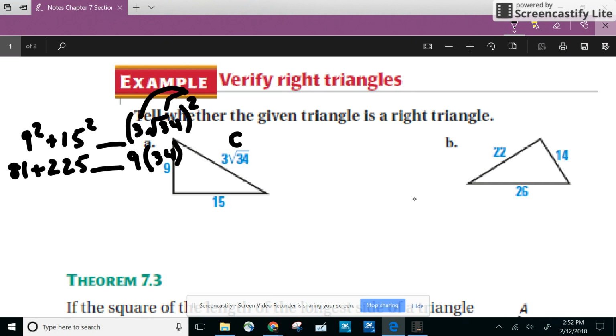Okay, so over here I get 306. Over here I get 306 as well. So 306 is equal to 306. Therefore, this is in fact a right triangle.